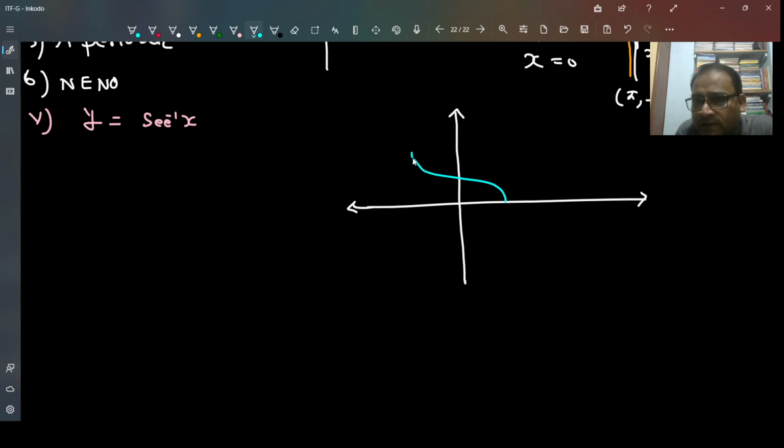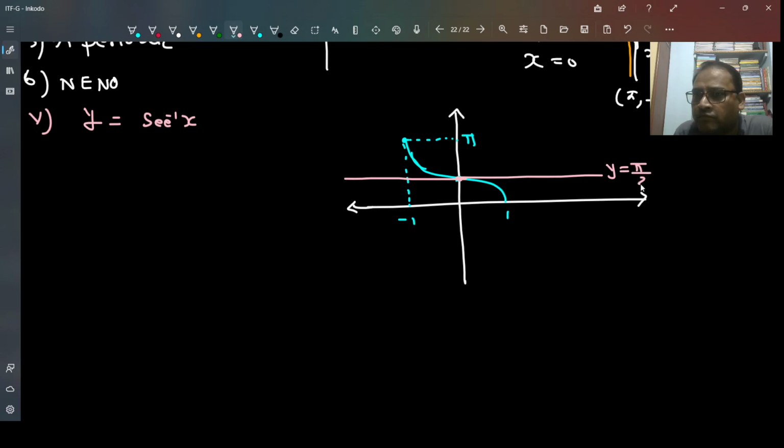This is our cos inverse. This is the height pi at the point x is equal to -1. Here x is equal to 1 and y is equal to 0. And this is the point. Through this point, I want to draw one horizontal line, like this. And this horizontal line is nothing but y is equal to pi by 2.